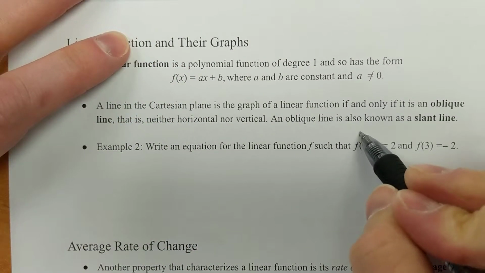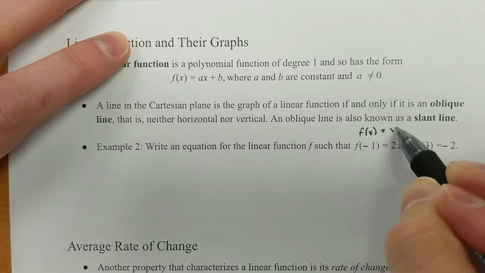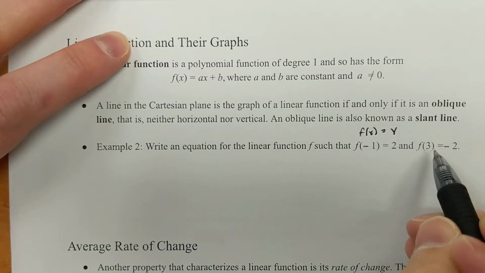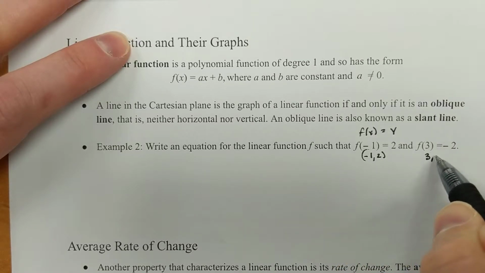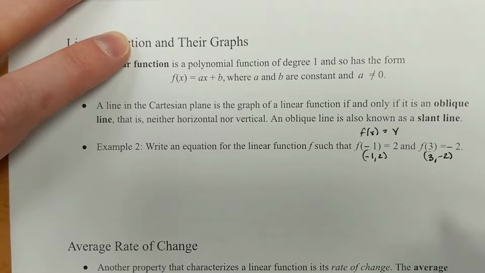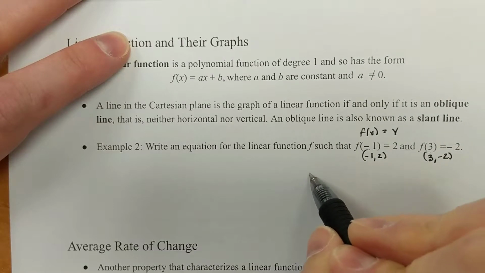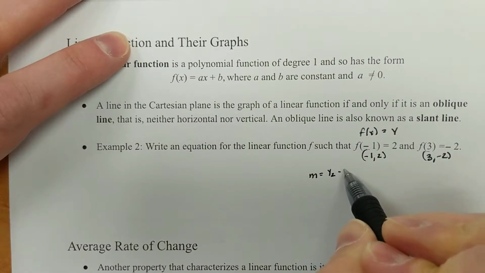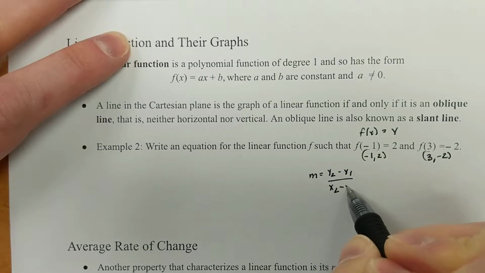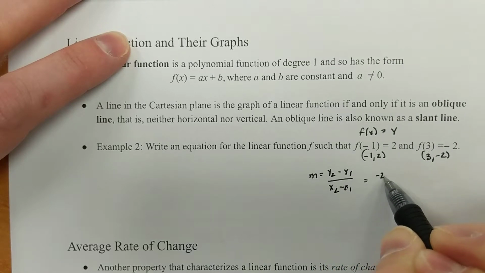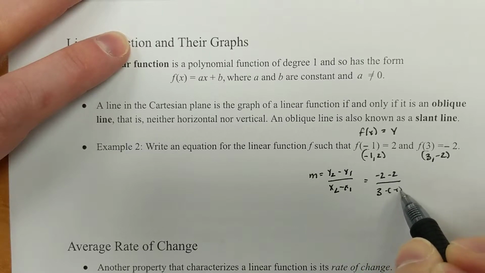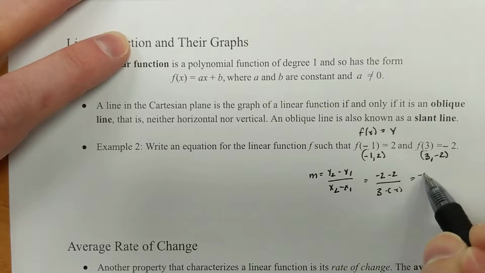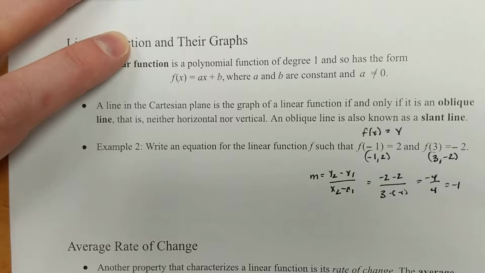So this notation is based off of this, f of x is equal to y. So these things are actually pairs of coordinates. This coordinate is negative 1, 2, and this coordinate is 3, negative 2. So to write the equation of the line, I need its slope first. So m equals y2 minus y1 over x2 minus x1. So that's going to be negative 2 minus 2, over 3 minus negative 1. So that's negative 4 over positive 4, so that slope is negative 1.